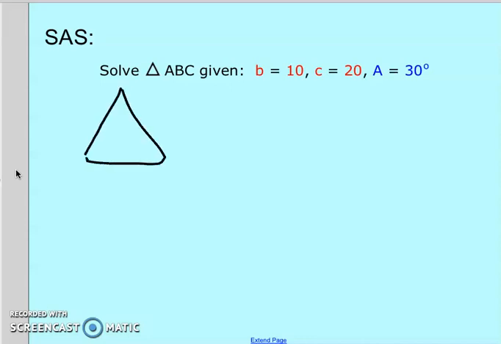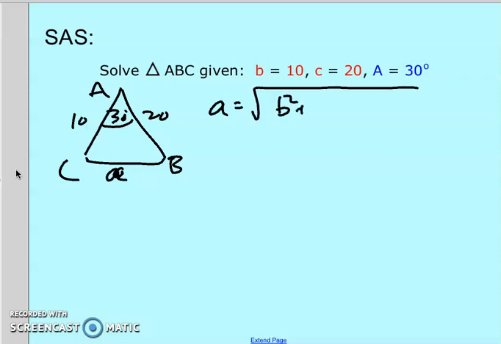If we draw a picture, we can go A, B, C. We can say capital A is 30 degrees, lowercase b is 10, and lowercase c is 20. You can see that the included angle means it's touching both of the given sides. So if we want to find side A, that's a bad A, isn't it? We can use the formula.